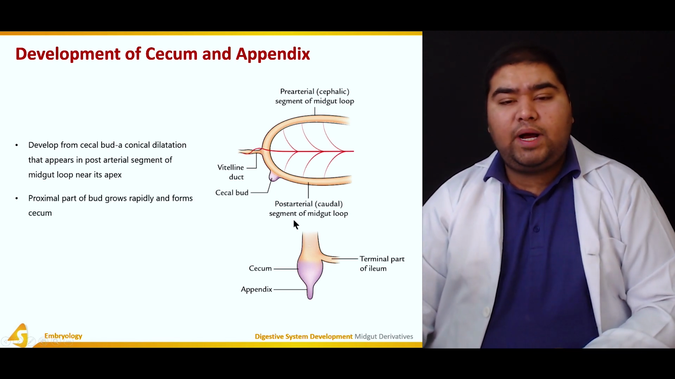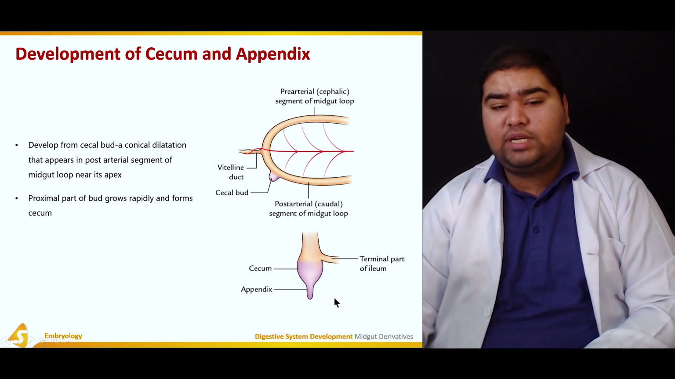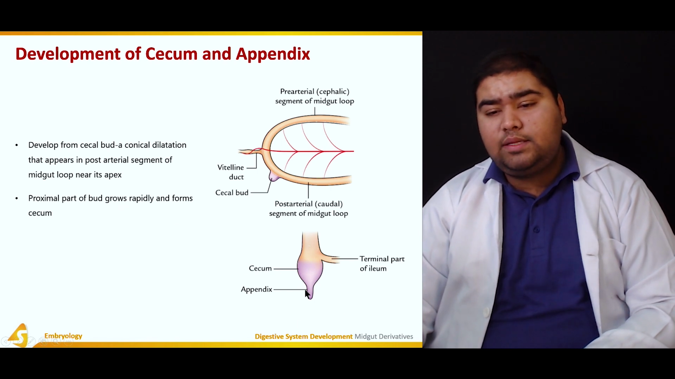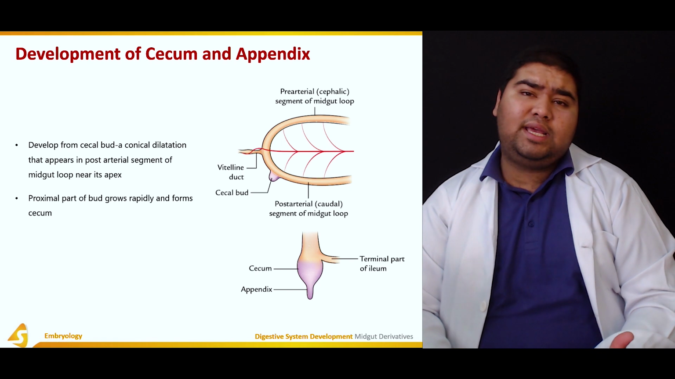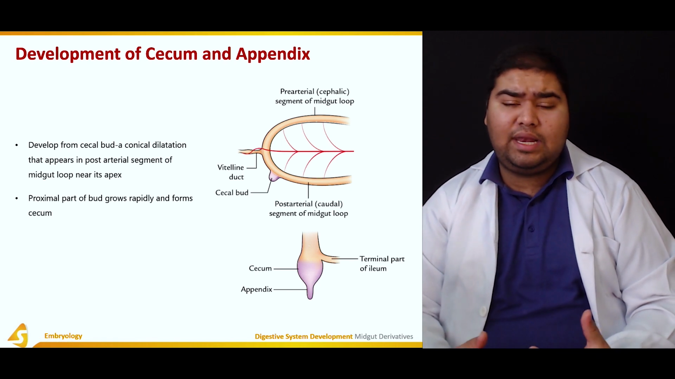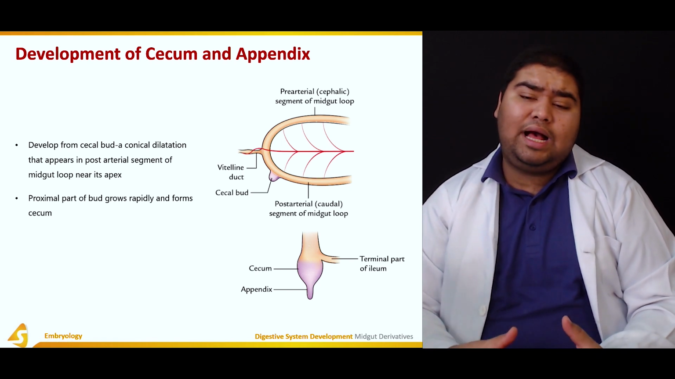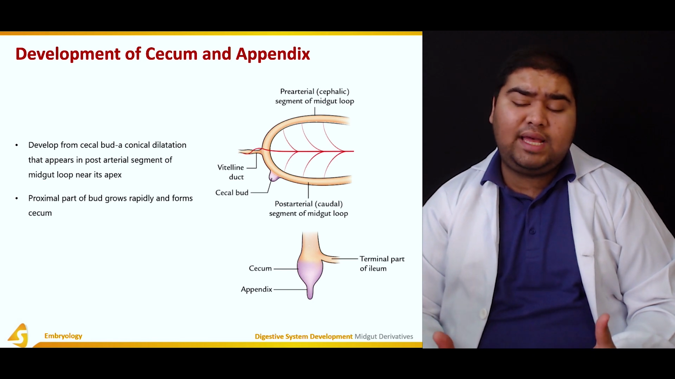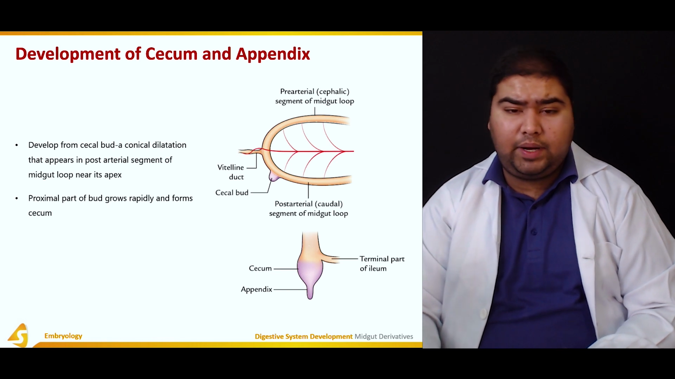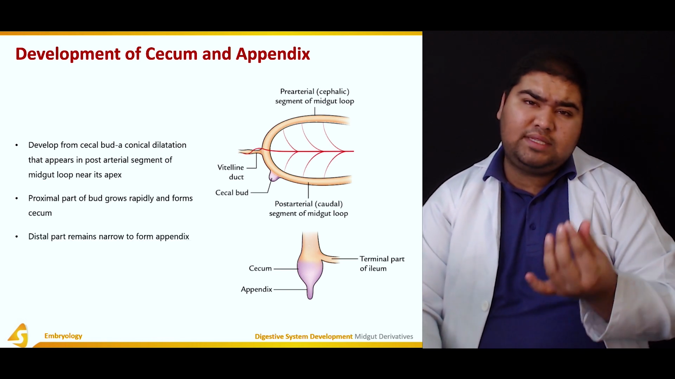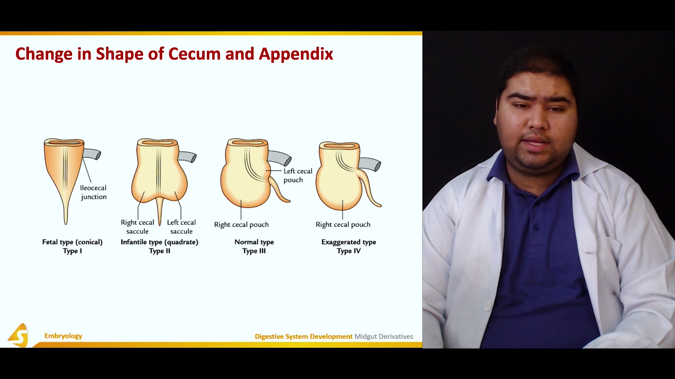The proximal part of the bud grows rapidly and forms the cecum. This is the proximal part and this is the distal part. The proximal part of the bud expands to form the right and left cecal folds, and it forms the adult cecum. The appendix is formed from the distal part, which remains narrow.